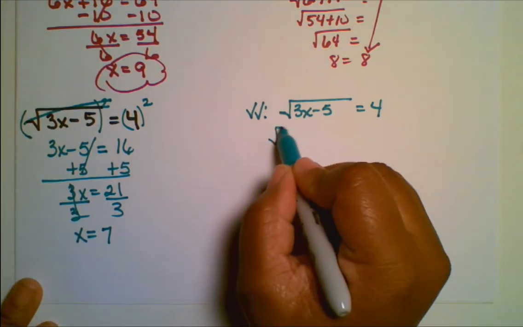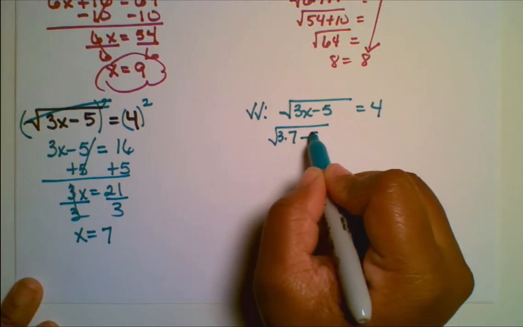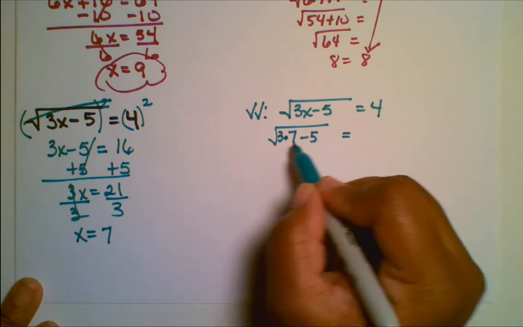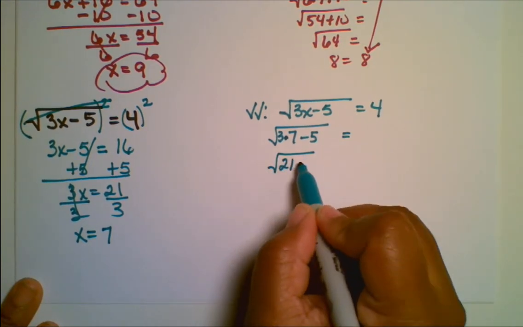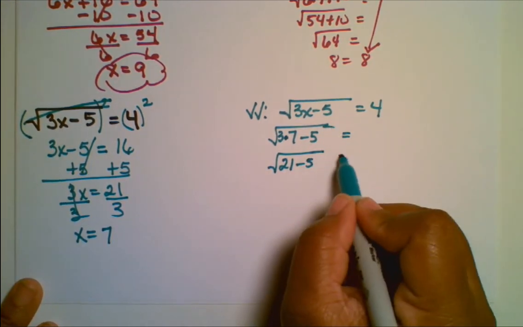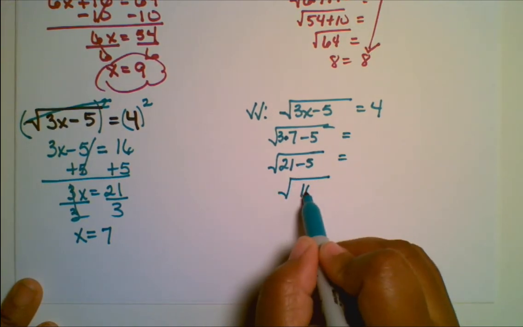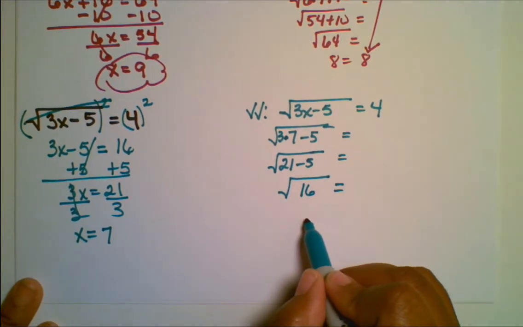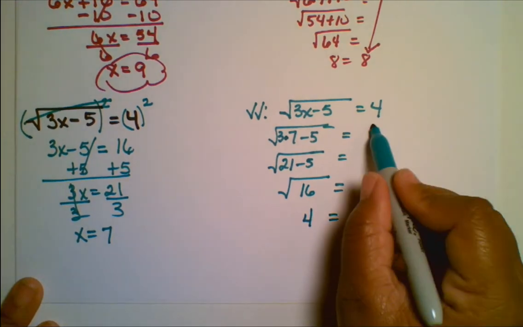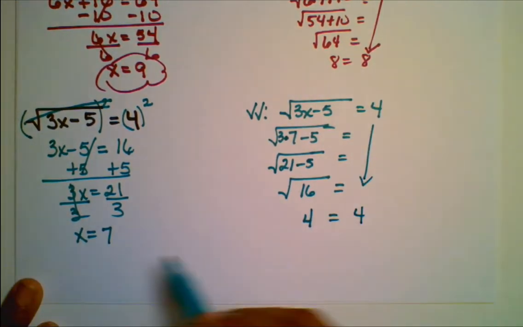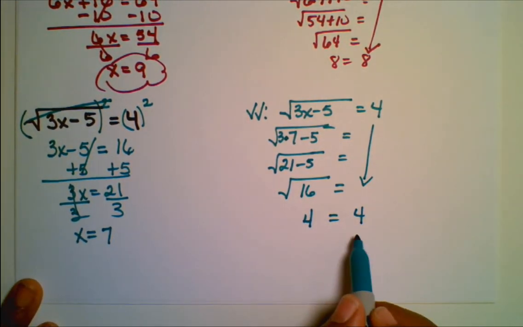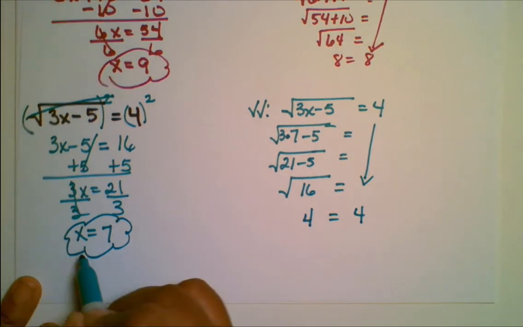So we're going to plug 7 in for x. Multiply it by 3. We have 21 minus 5. And 21 minus 5 is 16. And the square root of 16 is 4. Therefore, it checks out. This is a true statement. 7 is our solution.